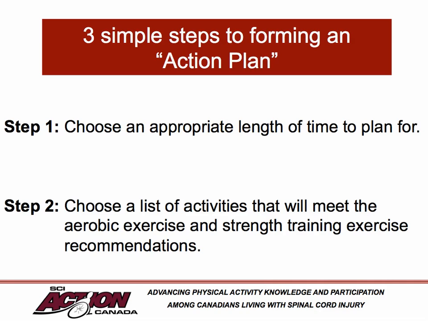Next, you want to get the client to choose a list of activities that they enjoy doing, that they can do, in order to meet the aerobic and strength training recommendations. Examples may include swimming, wheeling, hand cycling, lifting weights, and playing sports. You want to make sure that clients choose activities that they would like to do, as people are more likely to stick to their action plans if they enjoy the activity.